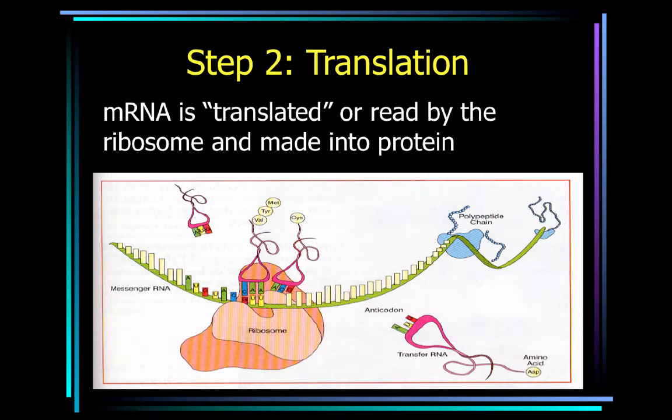Translation is going to be where mRNA is translated or read by the ribosome and made into a protein. Think of this as just like when we translate languages. We're taking one language, translating it into another language that can be actually expressed. So here we've got the ribosome in the translation process that does all of the work, and it will bring in transfer RNAs and start building those amino acids together into a polypeptide chain.